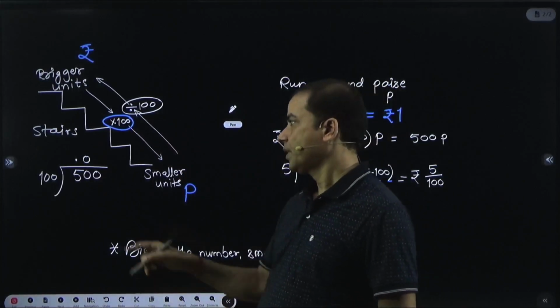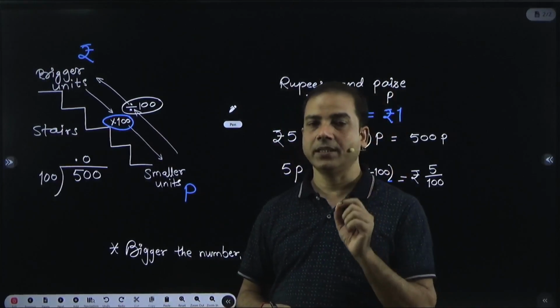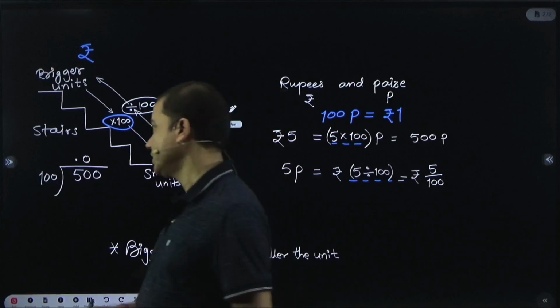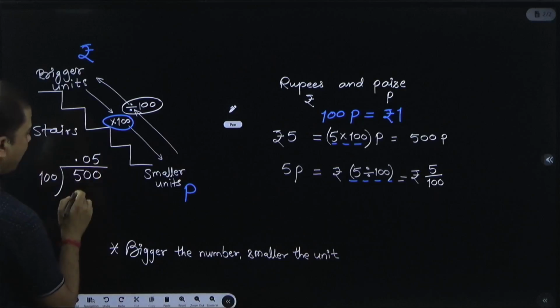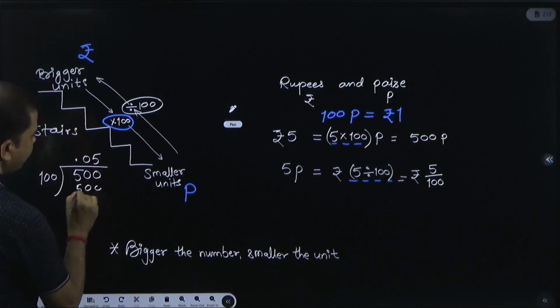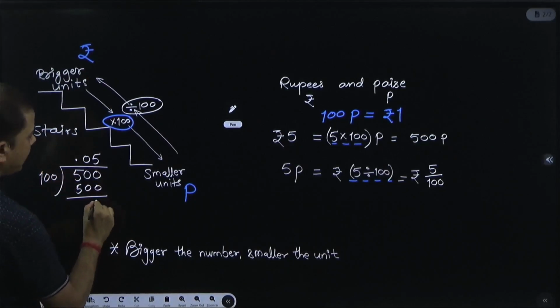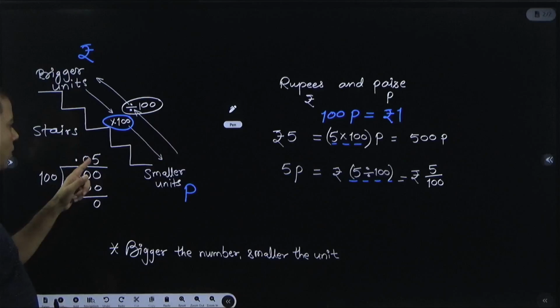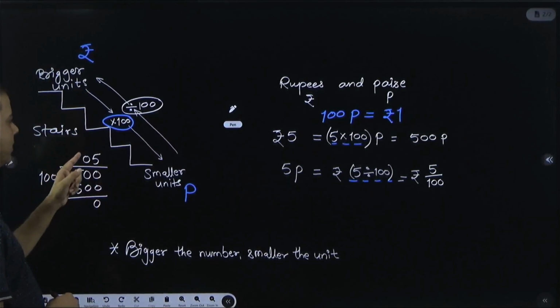How many times? 500 can be divided by 100 5 times. So 100 times 5 is 500, and the remainder, when we subtract 500 minus 500, we get 0. So our division is complete, and the quotient is 0.05.